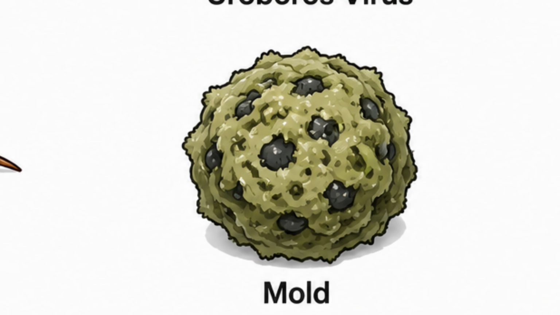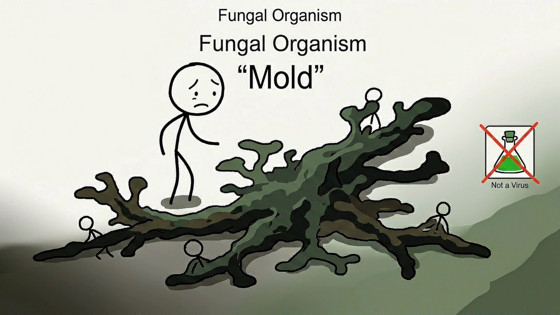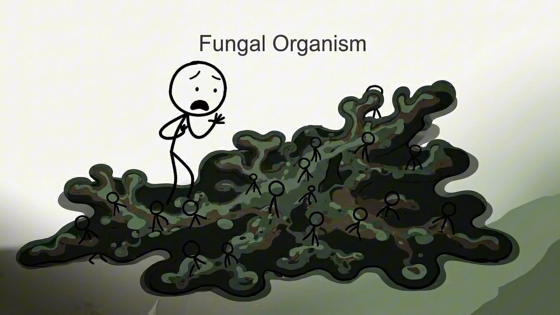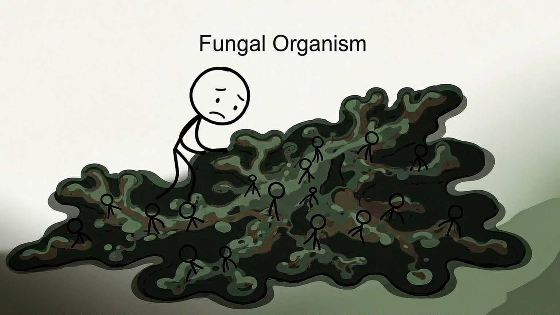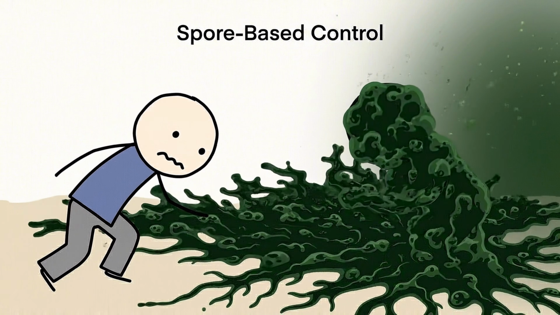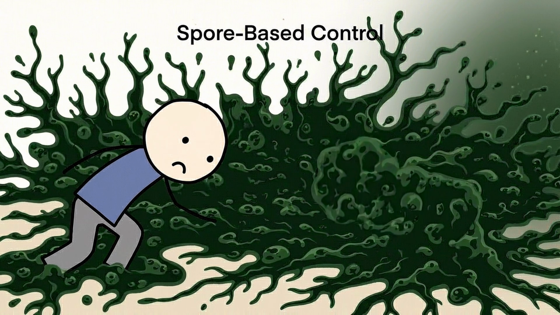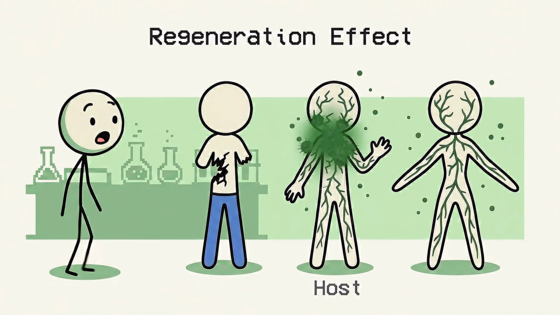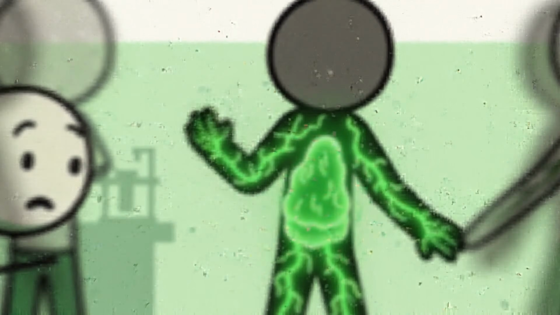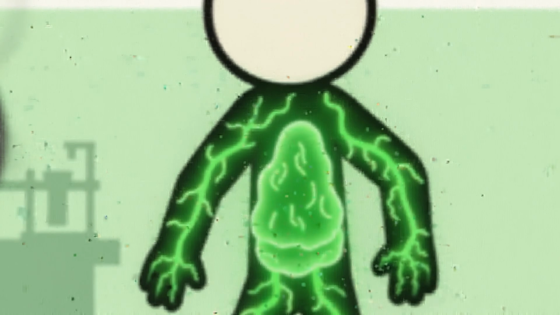Mold. The mold is a fungal organism rather than a traditional virus, introduced later in the series. It infects hosts by spreading through spores and can completely take over the body, often preserving the appearance of the person while controlling them from within. Some individuals can even regenerate or reshape their bodies due to its influence.